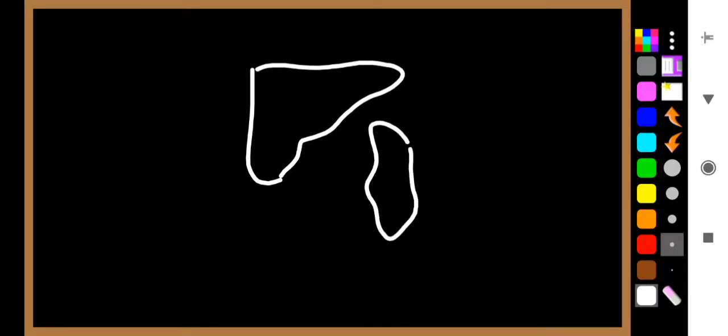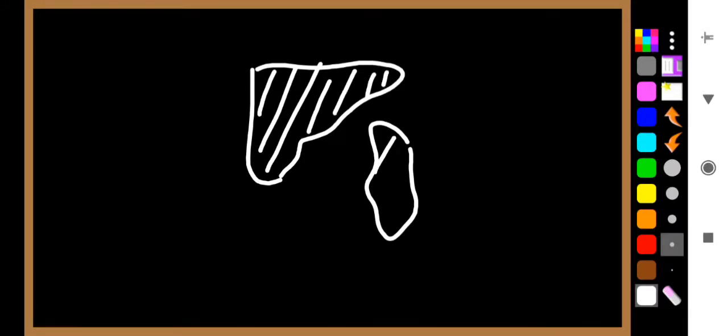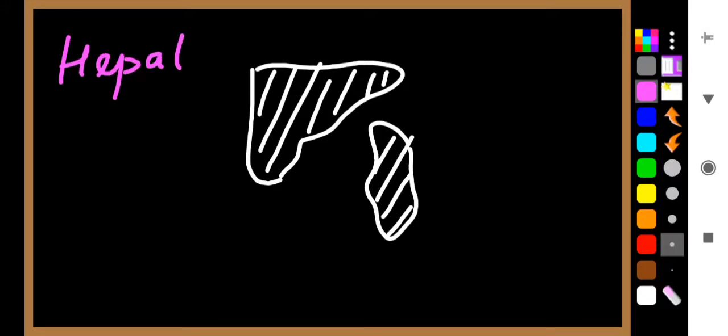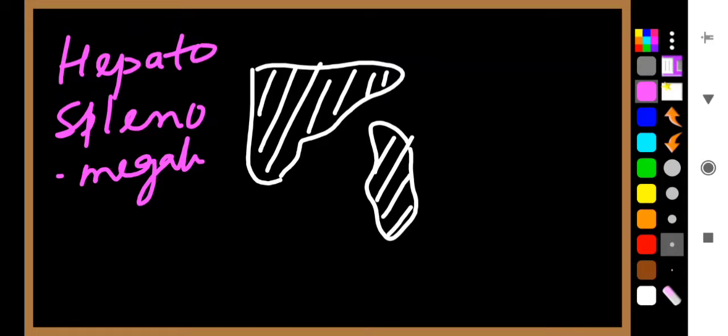So basically, let me draw first. This is your liver and this one is your spleen. And this liver has been enlarged and the spleen has been enlarged. So why have I drawn this enlarged liver and spleen? Because these babies show hepatosplenomegaly. So that means they have enlarged liver and spleen. So that is the first important feature.